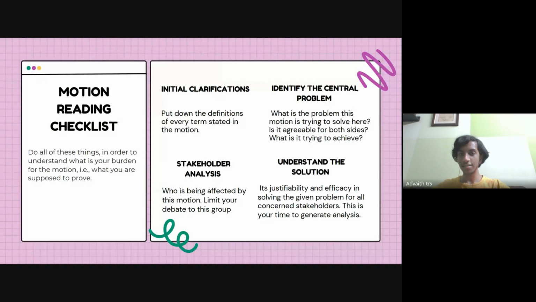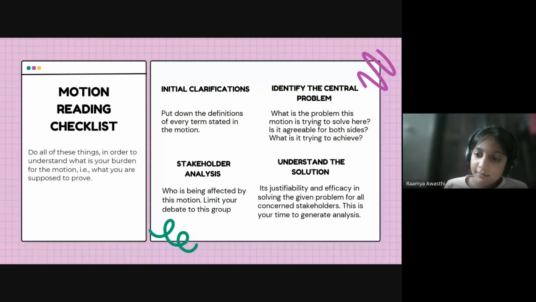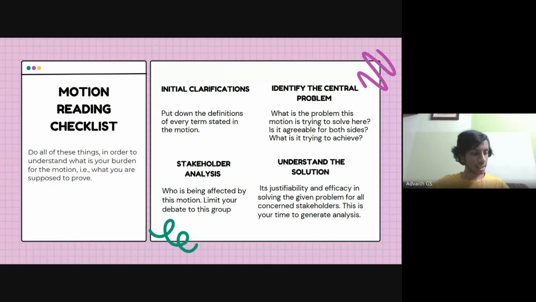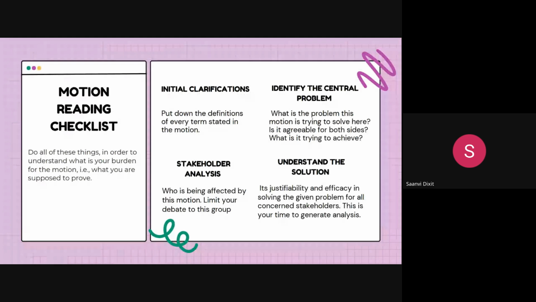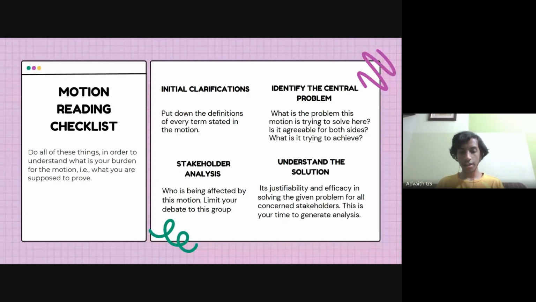Did everyone understand? Yes, sir. Okay, I'll give you another example. This house would ban the usage of ChatGPT for schoolwork. What do you think is the problem here? Central problem. I'm going to type it out. This house would ban the use of ChatGPT for schoolwork, right?